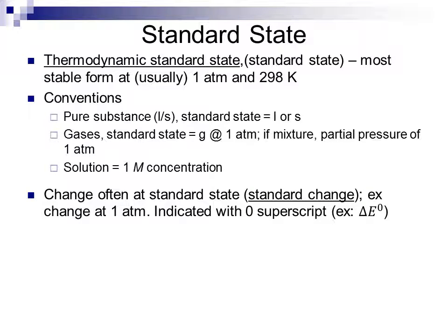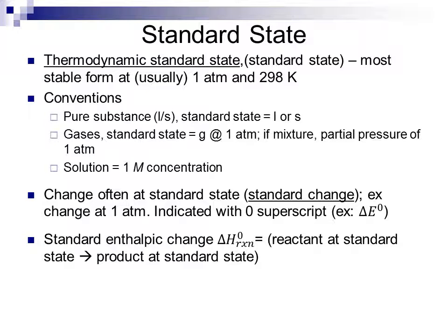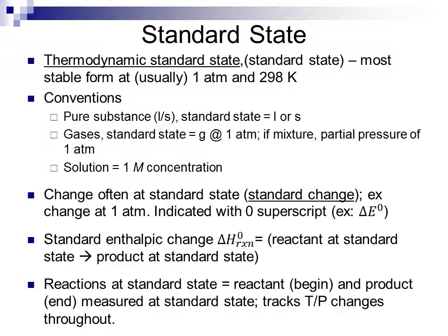We often change things at standard state. For instance, change can occur at 1 atmosphere. We indicate change that occurs at standard state with a superscript of 0. For example here, change in internal energy at 0 would be internal energy change at standard state. The standard enthalpic change, or delta H naught of the reaction, is a measure of the reactant at standard state going to the product at standard state.